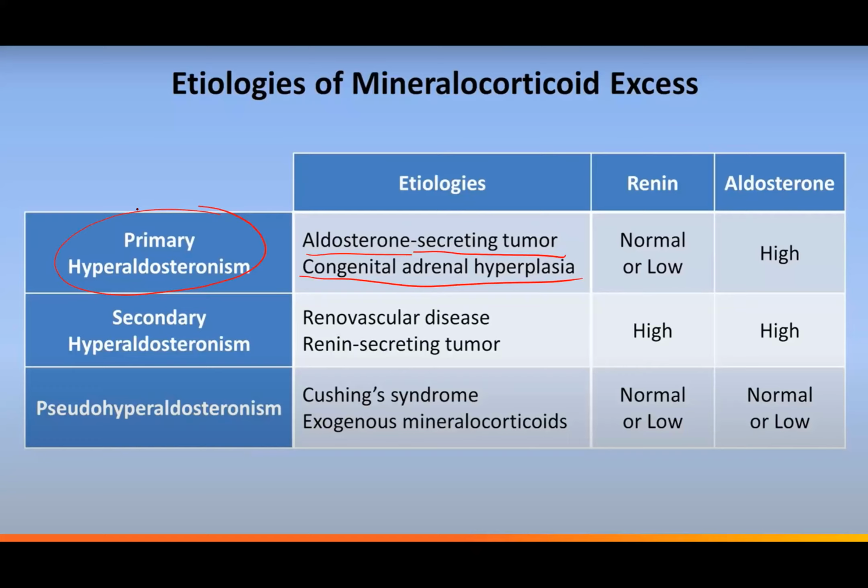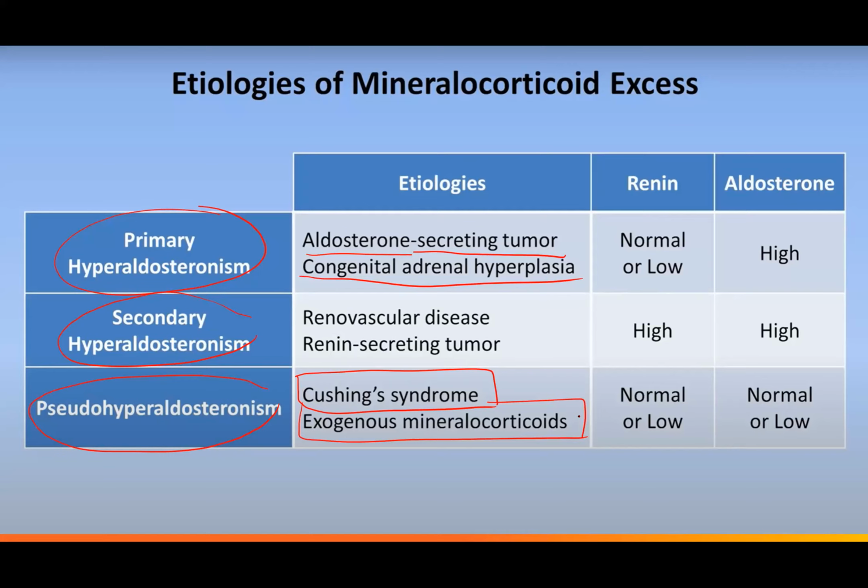And the third category is pseudo hyperaldosteronism. What is pseudo hyperaldosteronism? There is no excess of aldosterone, but a hormone which has some aldosterone-like action, like a steroid hormone. There, Cushing syndrome can occur, or exogenous mineralocorticoid usage. These are the pseudo hyperaldosteronism.